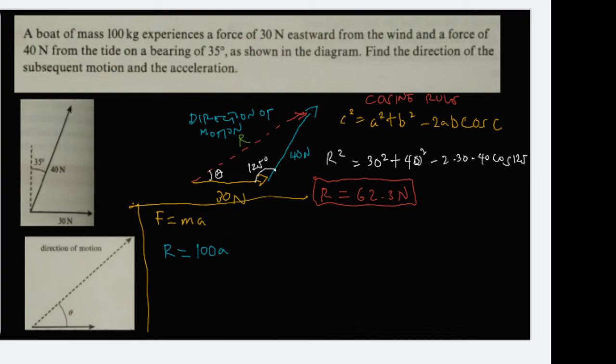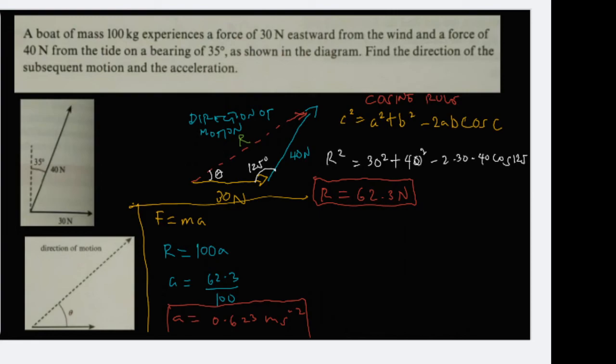So substitute. This will give us acceleration is equal to 62.3 divided by 100. So approximately our acceleration is 0.623 meter per second squared. So this is your acceleration. So we're done with the acceleration problem.